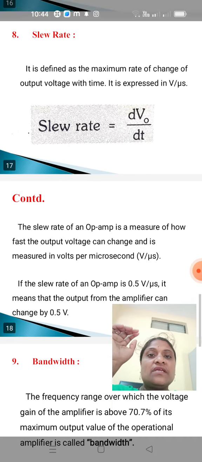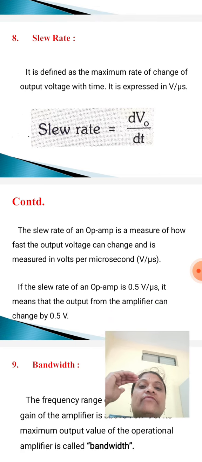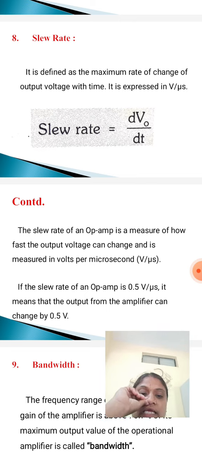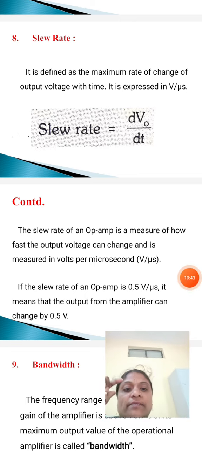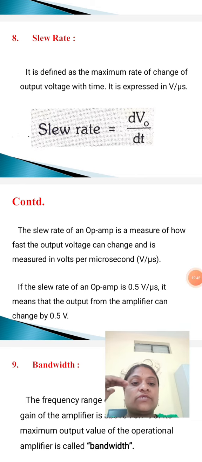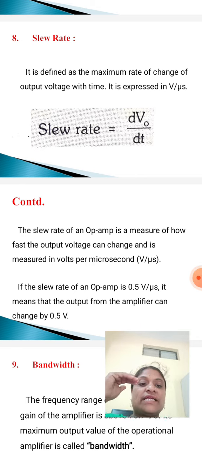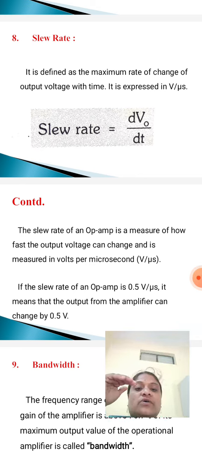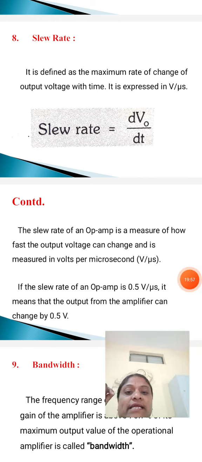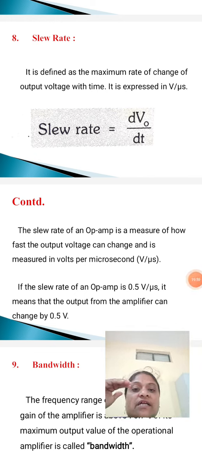If the slew rate of an op-amp is 0.5 volts per microsecond, it means that the output from the amplifier can change by 0.5 volts. I repeat this point again. The slew rate of an op-amp is a measure of how fast the output voltage can change and is measured in volts per microseconds.